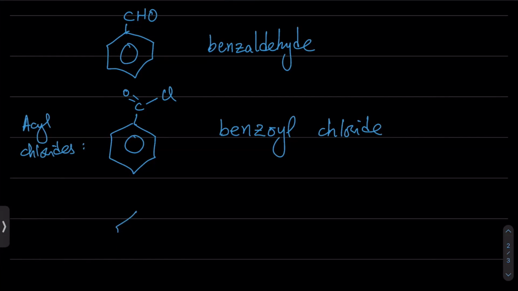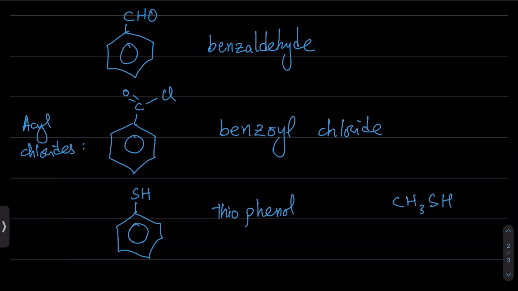Similarly, just like OH is alcohol, SH, sulfur is also in group 6. It is thiol. So sulfur in place of O, they have very similar properties. This one is called thiophenol. If CH3 has SH attached, we call it thiol. But this one is called thiophenol. So these are some ways that we see this.